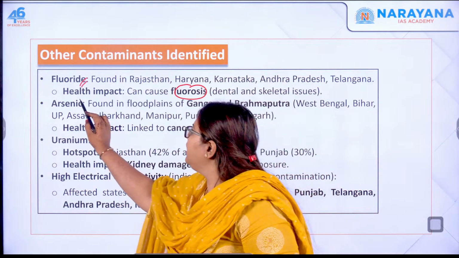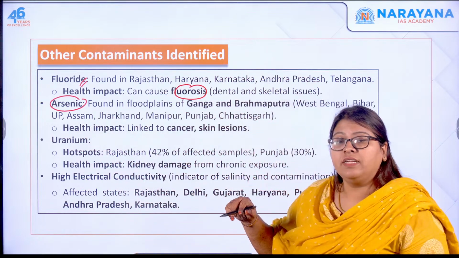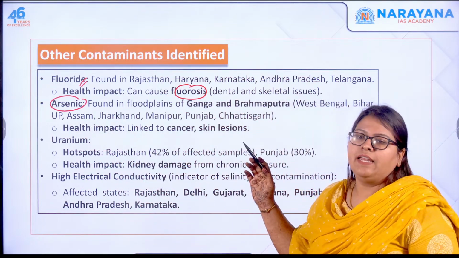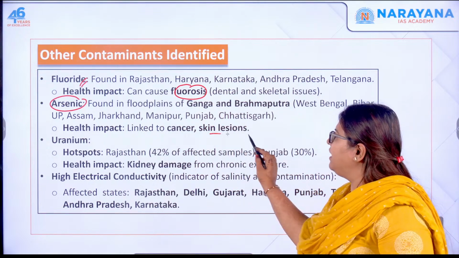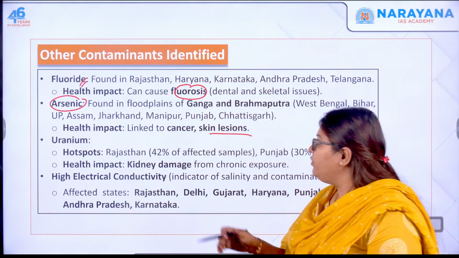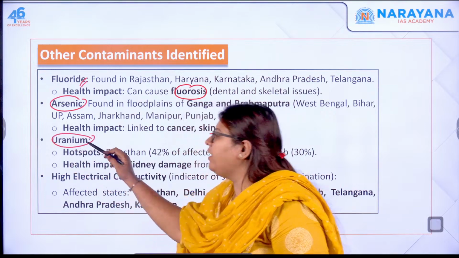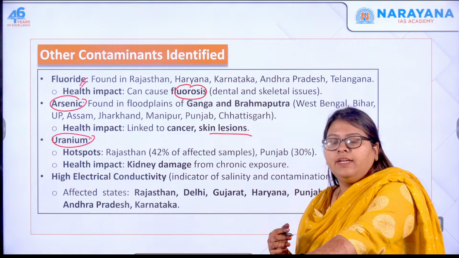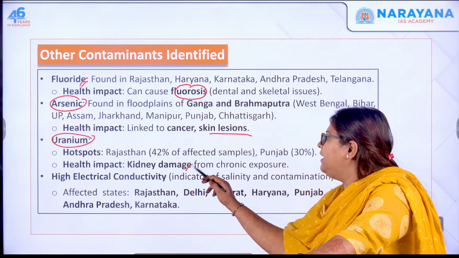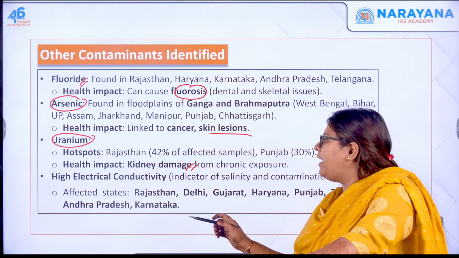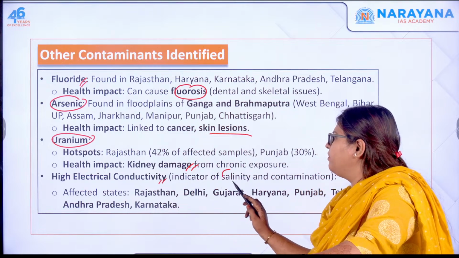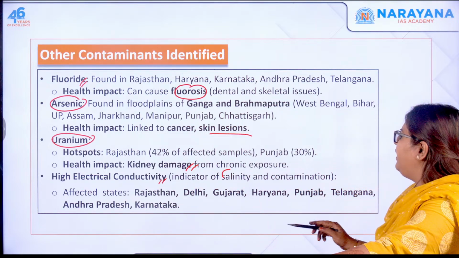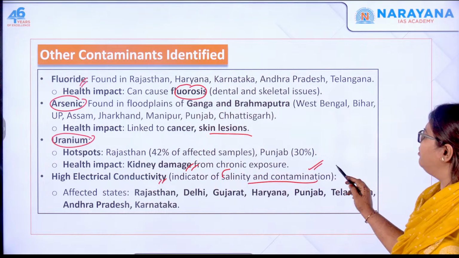Next one, arsenic was actually found. So arsenic results in the diseases like cancer and also causes skin lesions. Also, uranium was actually found. Uranium, if it is found in the water or if it actually gets into your body, it actually causes the kidney damage. And finally, high electrical conductivity. What is this? Indicator of salinity and contamination. No, this is not important.